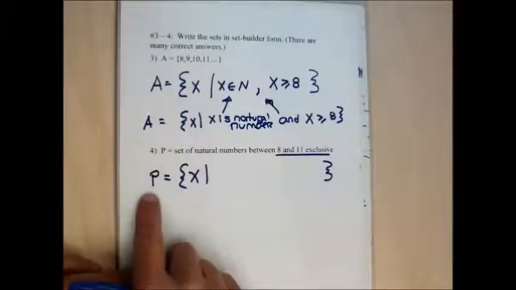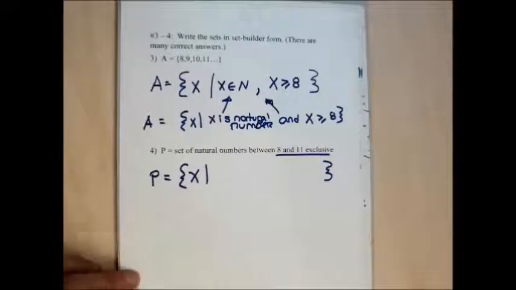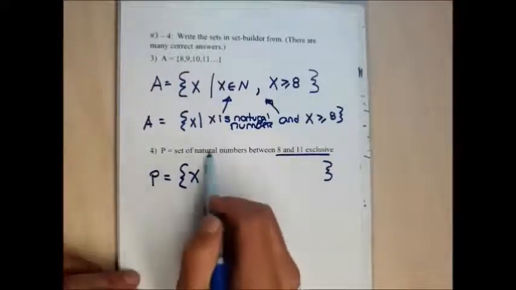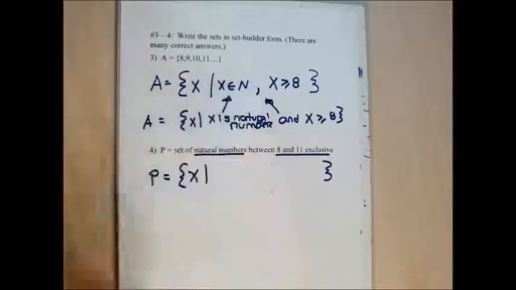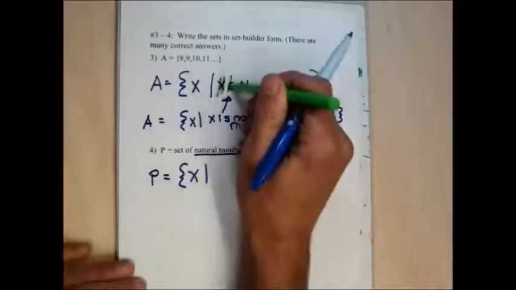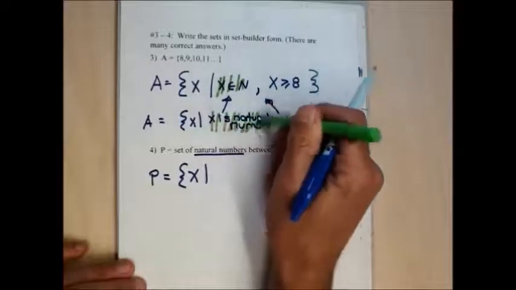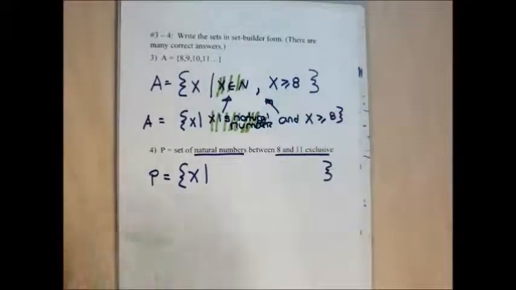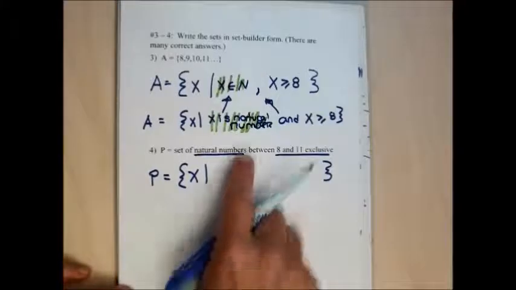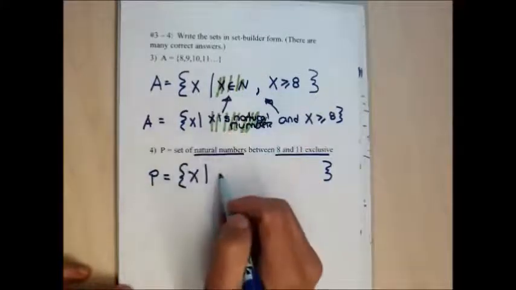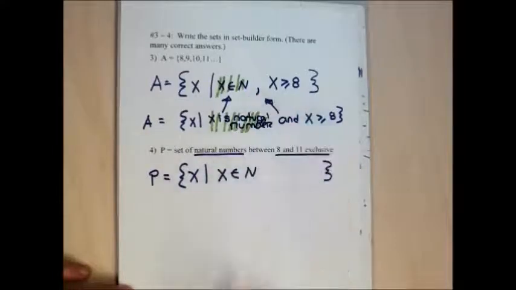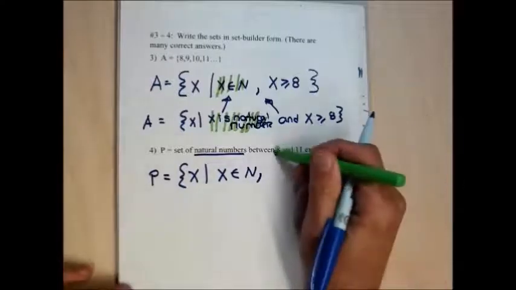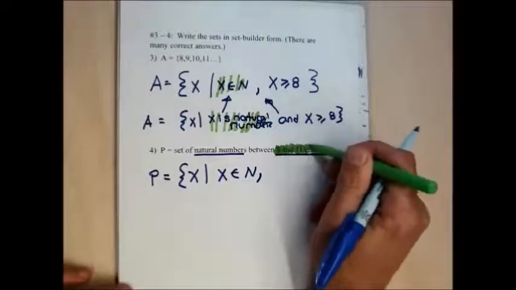So this reads P equals the set of all x with the property that, and I need two things. I need x to be a natural number. Two ways I can do that. You can use the symbols for x as a natural number, or you could use the words, whichever you prefer. I like the symbols because it's easier to write, but one of these two things would be correct. After this, I could write a comma or an "and." I like the comma. And then the hard part is to show between 8 and 11 exclusive.